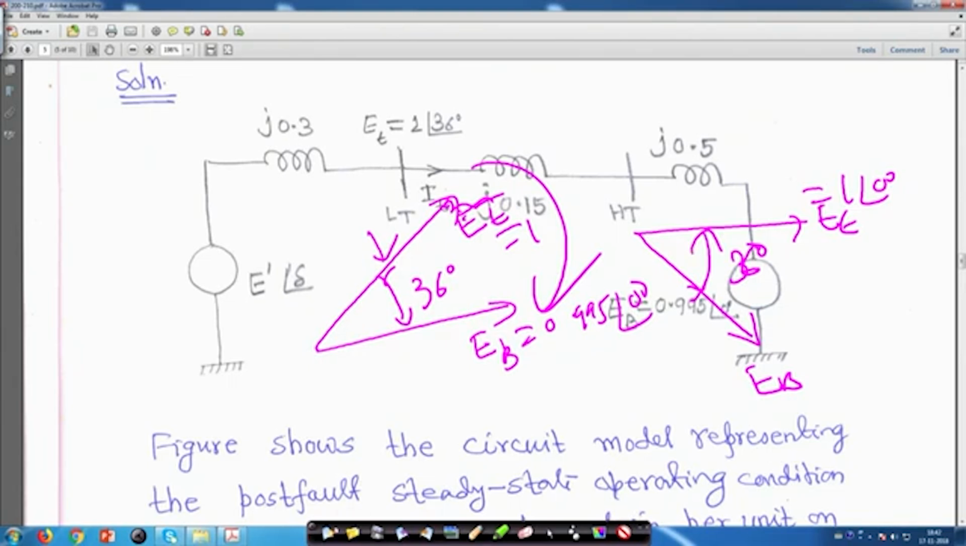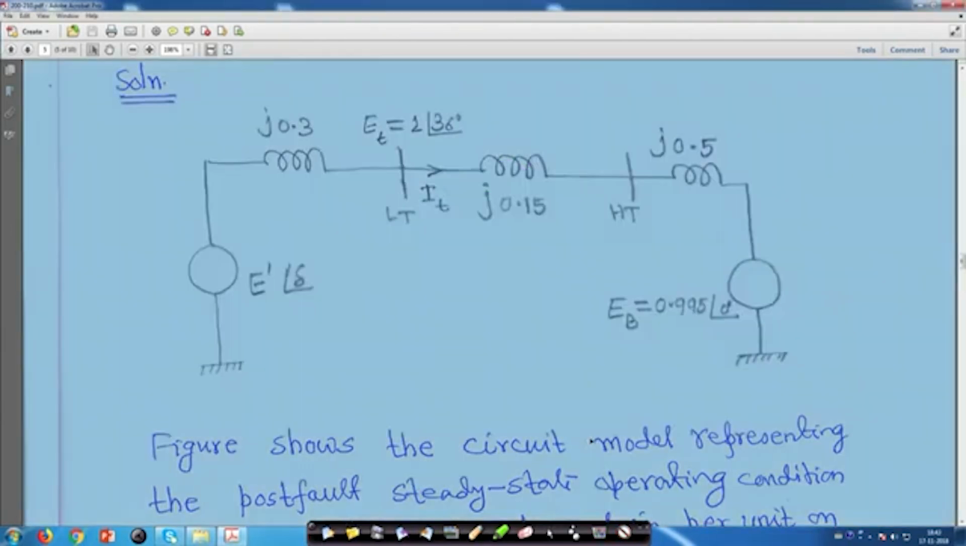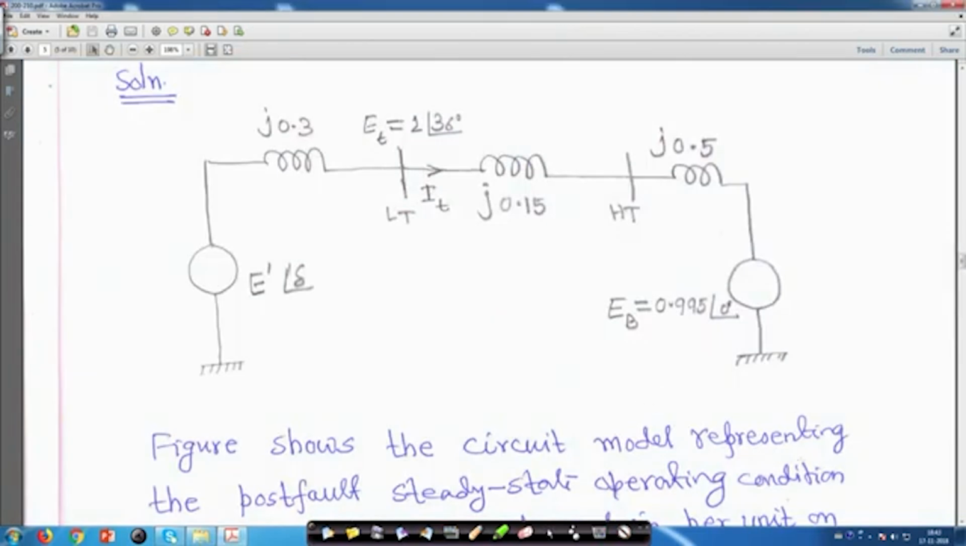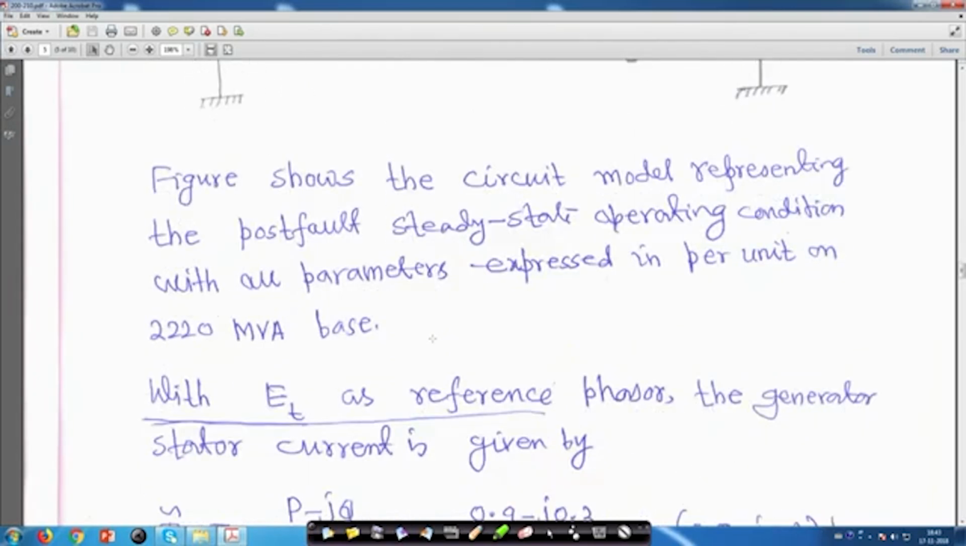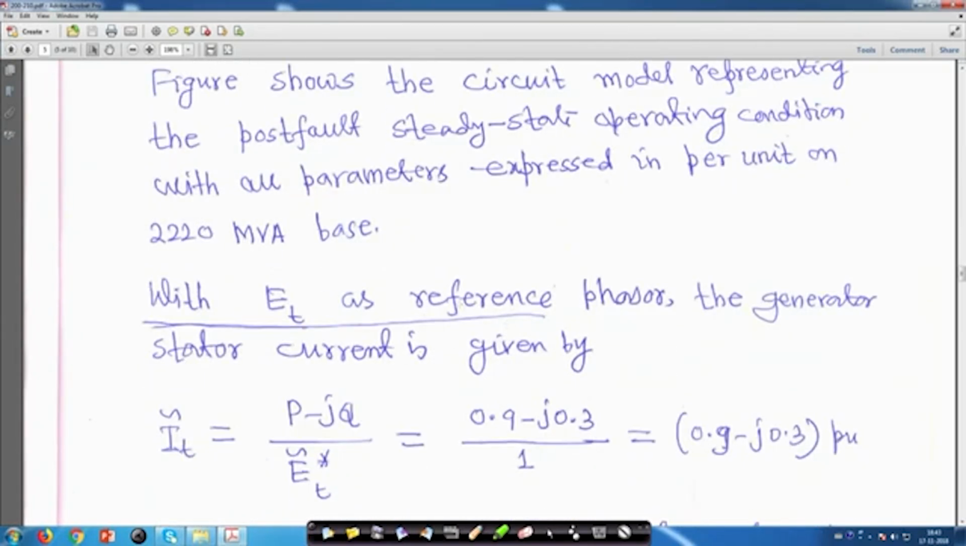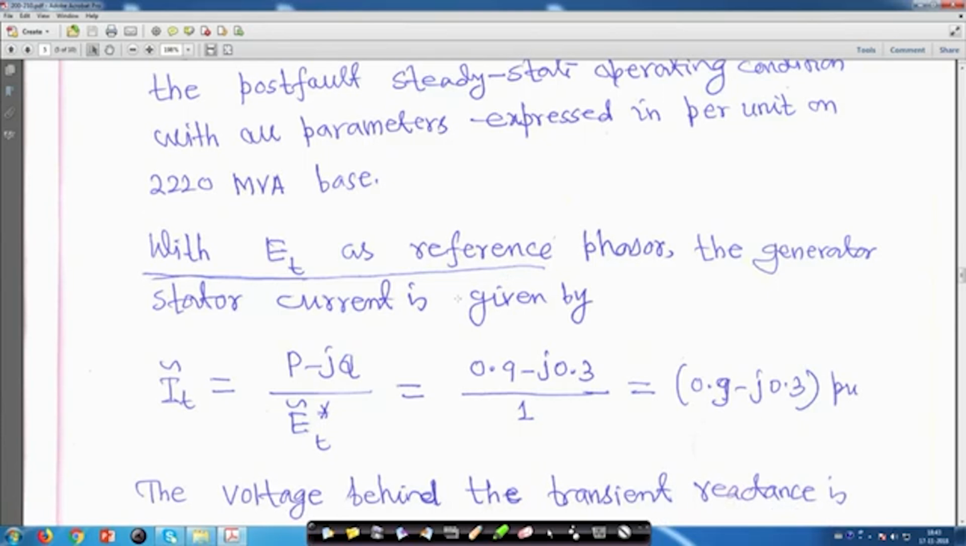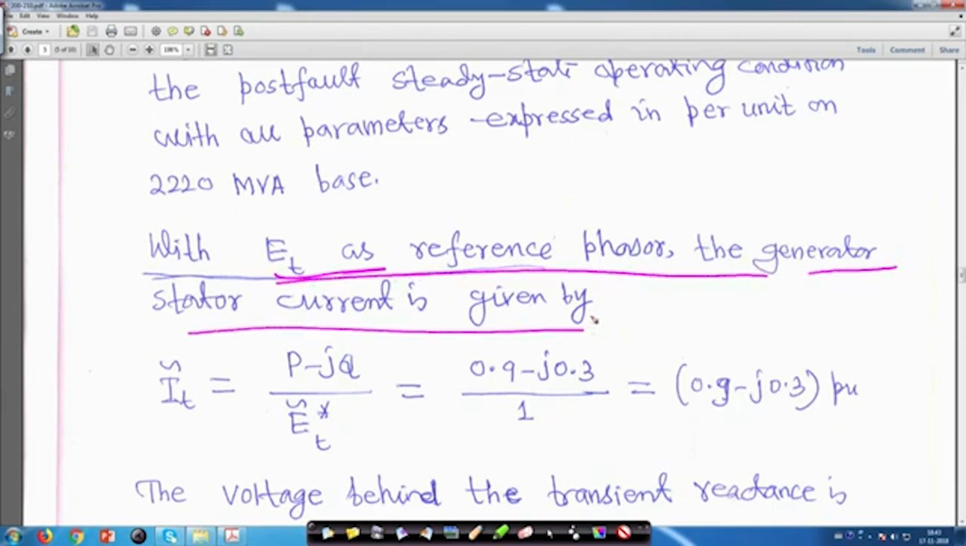That is why we will follow that one. So, the figure shows this. Now, with E t as reference, just now I told you the stator current is given by P minus j q equal to E t tilde conjugate times I t.